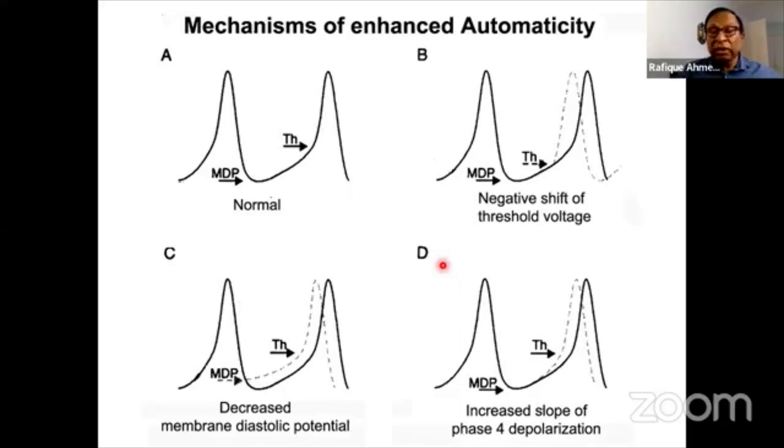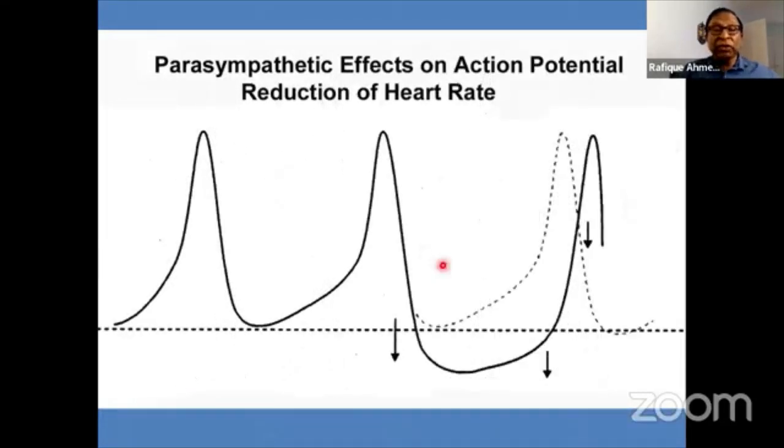I can have enhanced automaticity from sympathetic tone, or what will happen with parasympathetic? If this is the heart rate and there is increased vagal tone, the membrane diastolic potential will go down, and it will take more time to reach the threshold, and that will slow the rate. So that's the mechanism of vagal action. The reverse happens with sympathetic tone: the membrane diastolic potential becomes less negative. This is the basic fundamental mechanism of how it happens.